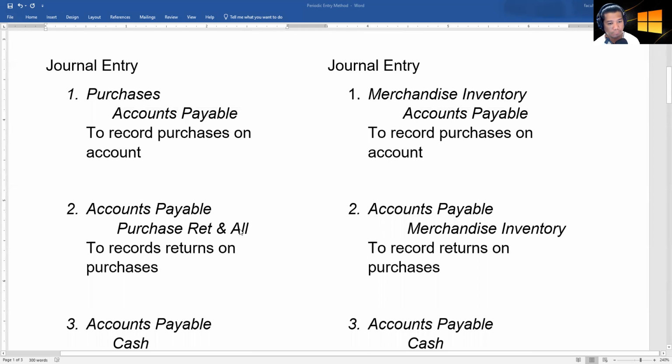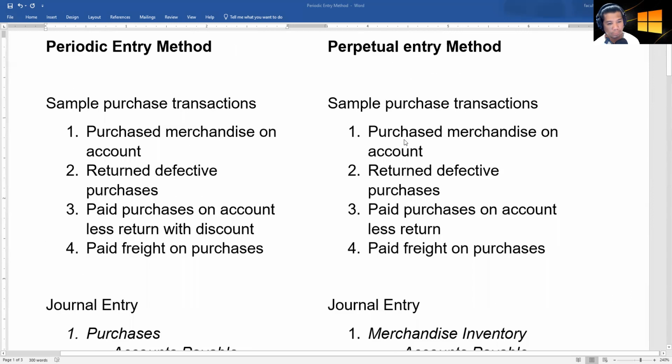So ngayon, puntahan po natin yung journal entry pagdating po sa perpetual method. So ito po, we will be using perpetual entry method. Ano ba pagkakaiba ng perpetual at saka ng periodic? So sabi ko nga sa inyo kanina, there is no such thing as big difference between these two animals.